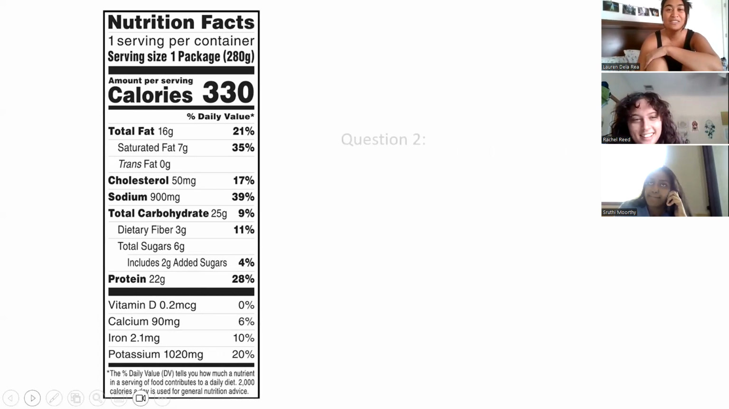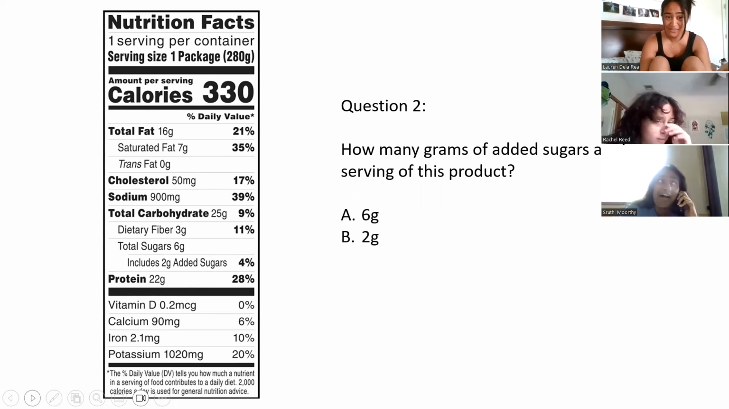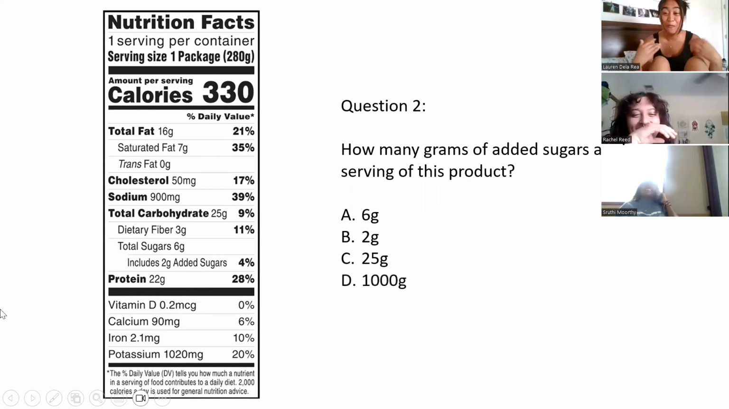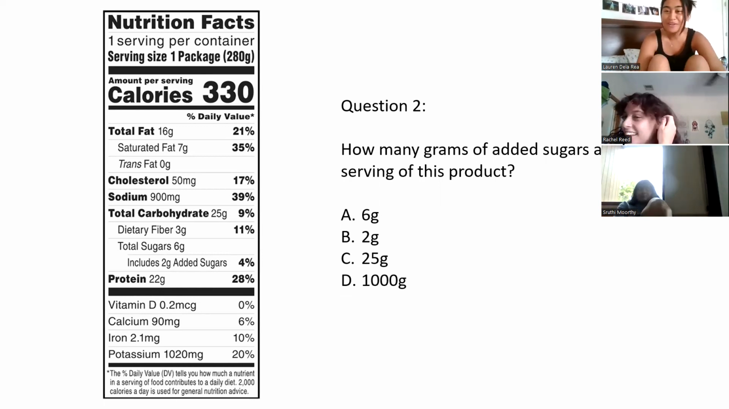Okay. So, question number two, Rachel Reed. How many grams of added sugar are in one serving of this product? We have A, 6 grams, B, 2 grams, C, 25 grams. Can I finish the question, please, Rachel Reed? D, 1,000 grams. And remember, this is added sugars, not anything else. So, what is your final answer, Rachel Reed? I'm going with B, two grams.